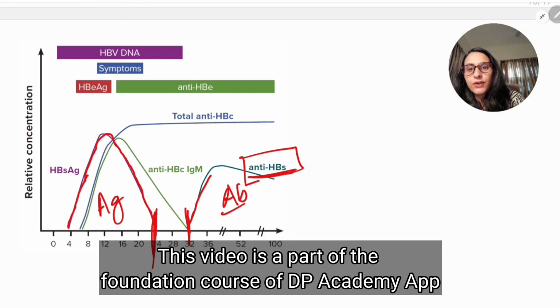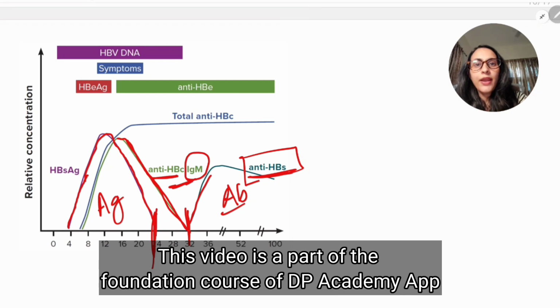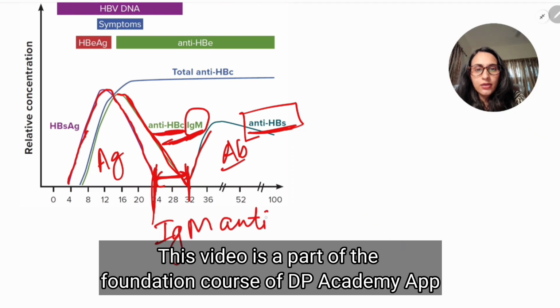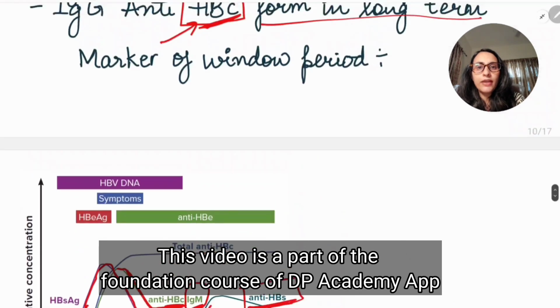And if you look in between this window period, you can see immunoglobulin M, which is anti-HBC, the antibodies against the hepatitis core antigen. That is IgM that appears. This IgM covers this window of infectivity. This is the window of infectivity, and it is covered by immunoglobulin M, anti-HBC IgM, the antibody that covers the window of infectivity.